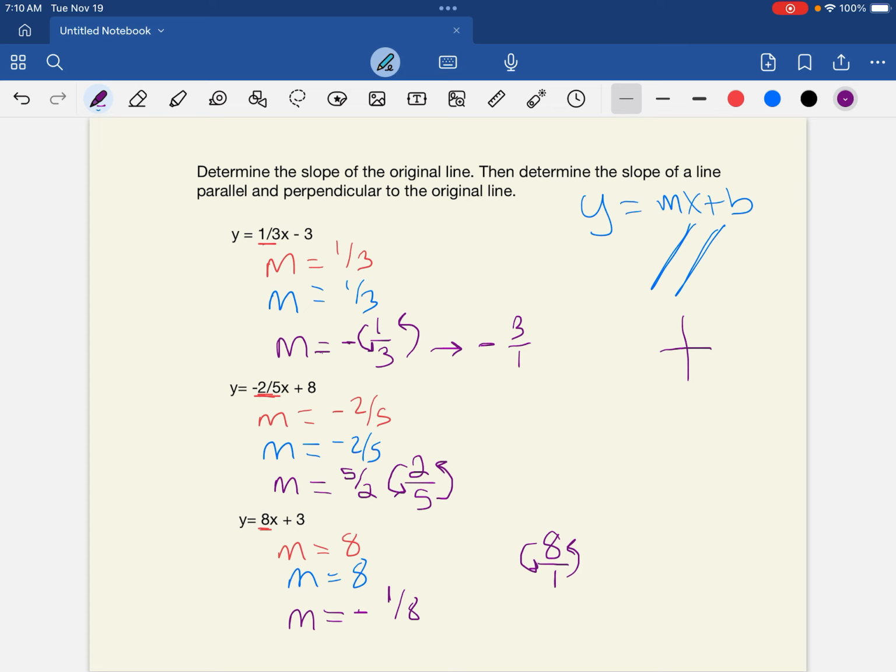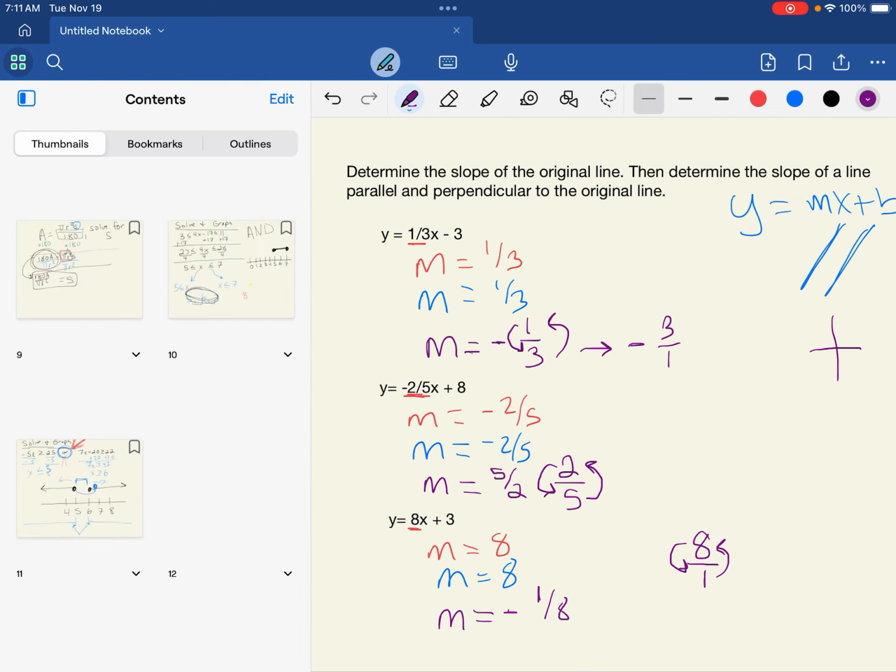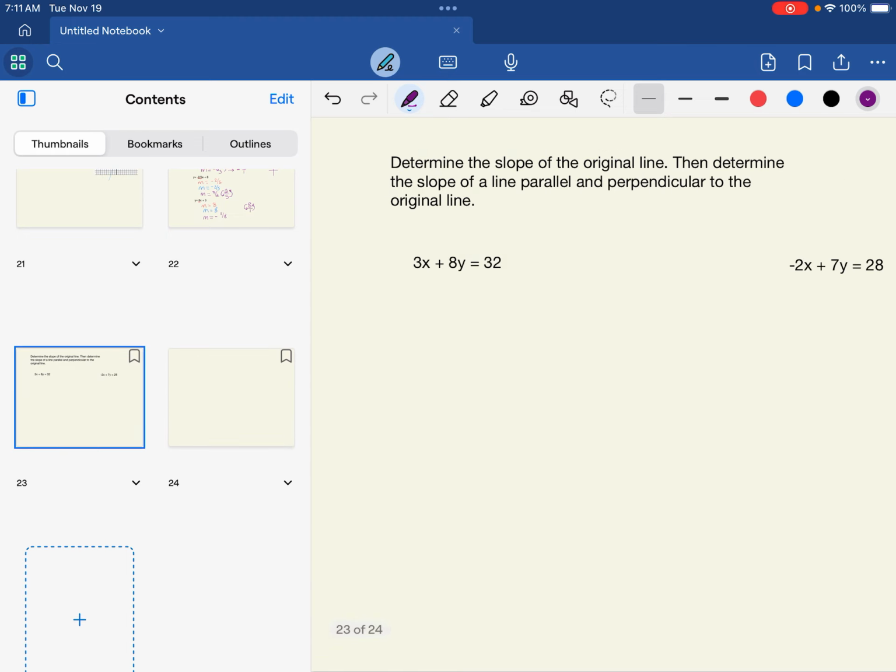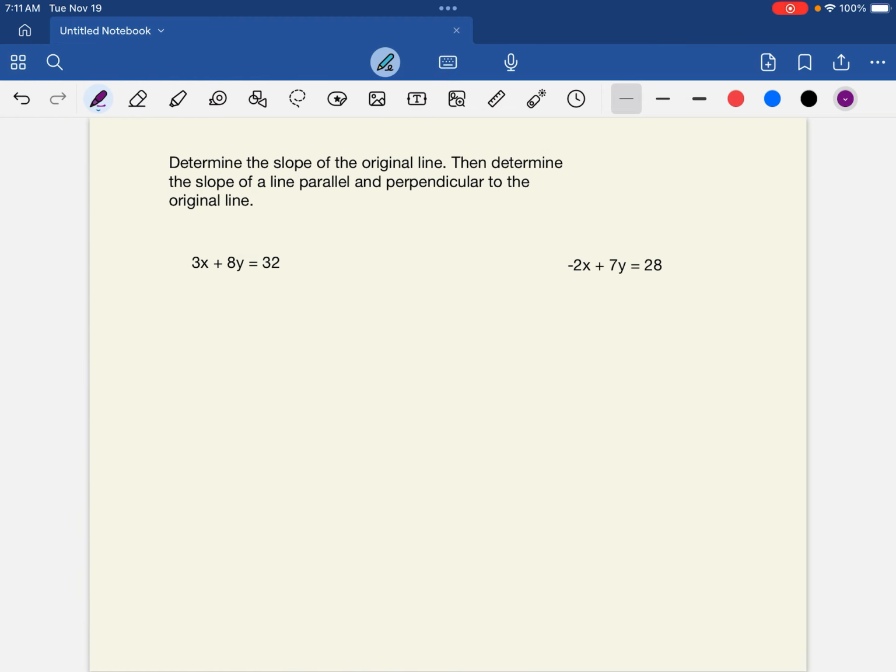So if we are given an equation in slope-intercept form or point-slope form where we're immediately given slope, to find the slope that is parallel to that, we keep it the same, and perpendicular is the opposite reciprocal.